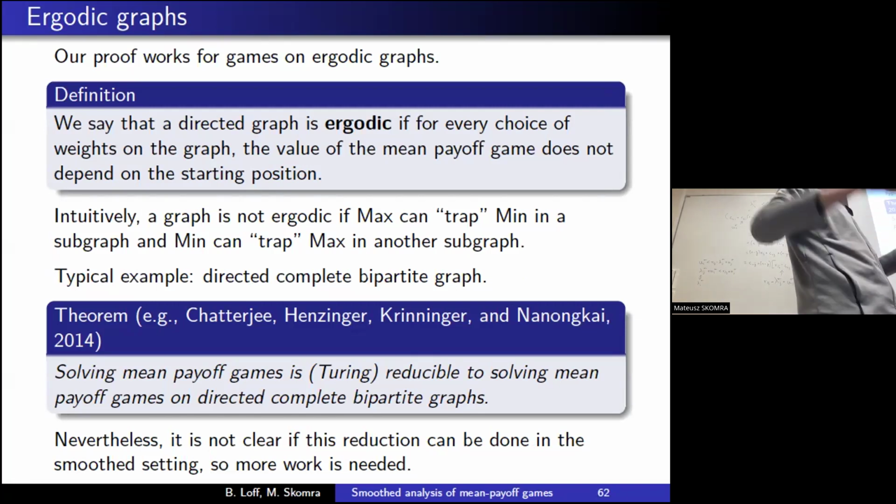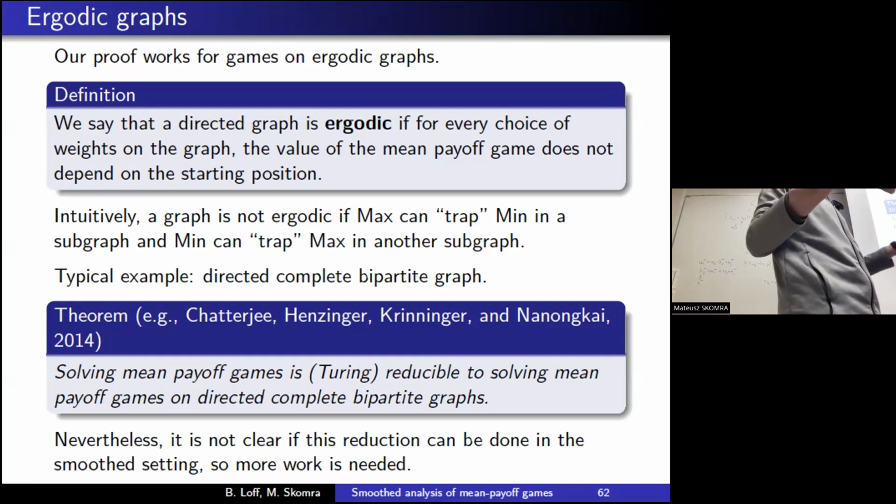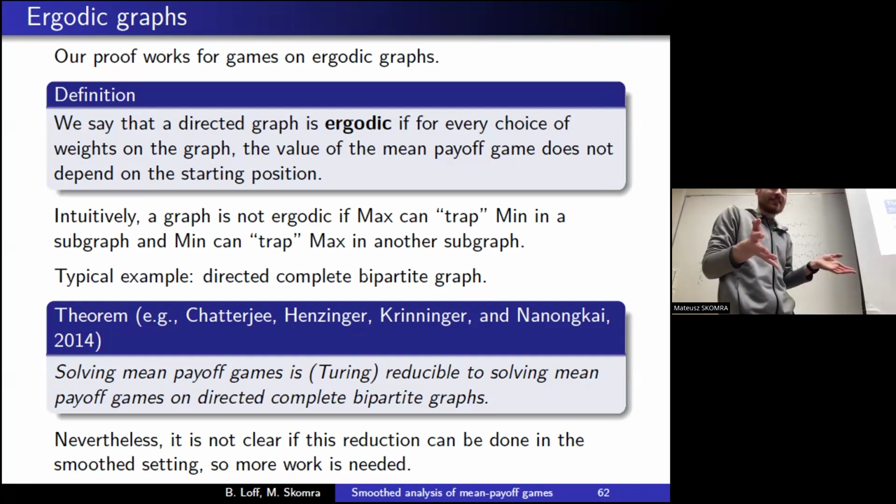An example of this is a complete bipartite directed graph. If you are on a directed bipartite graph, then the value will not depend on your initial position because you can always go to the node that gives you the best value. So the value doesn't change when you change the starting position. We talk about this ergodic graph because it gives you a nice model: you take payoffs at random, and however you choose them, you know that the value is the same on all coordinates. This is a very nice feature.